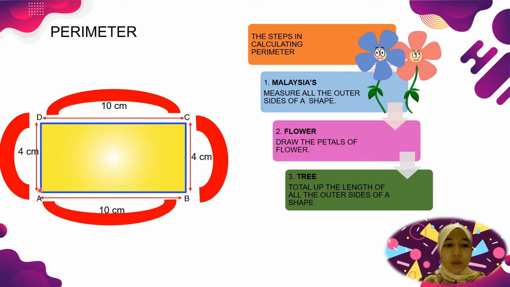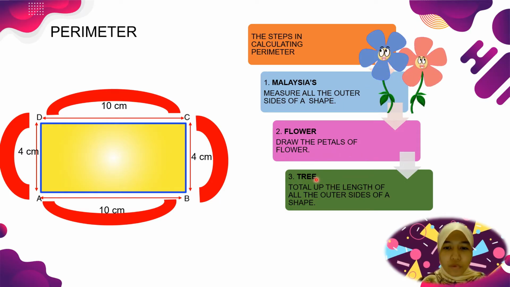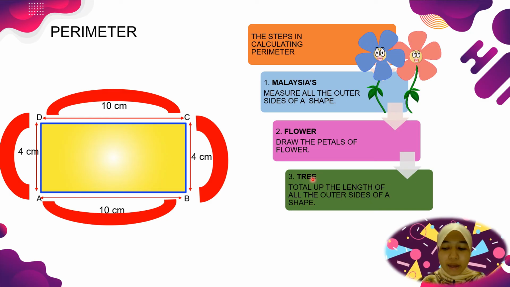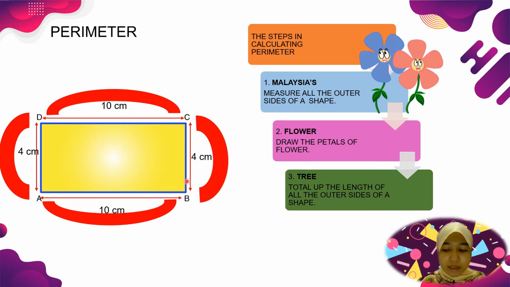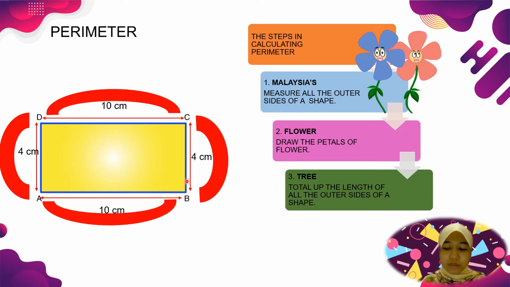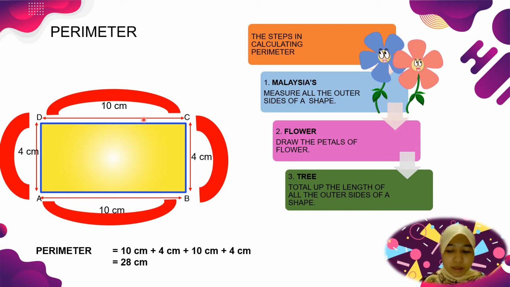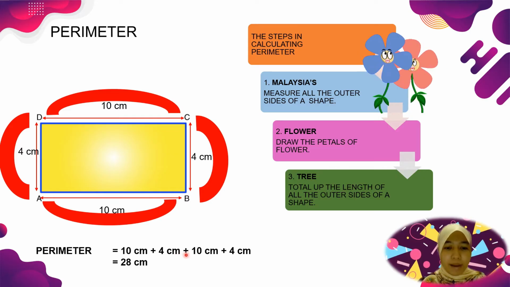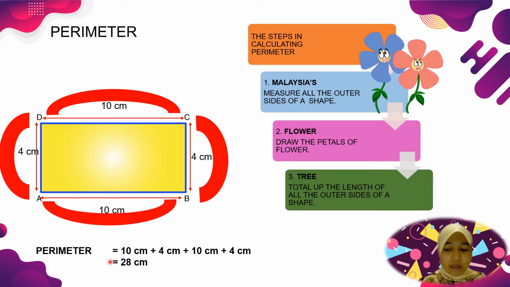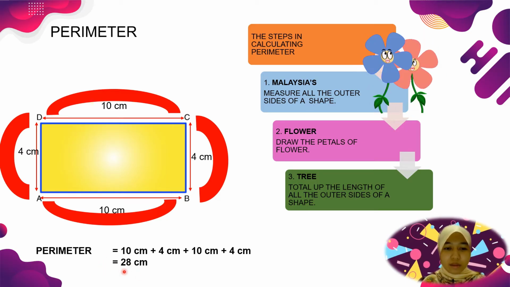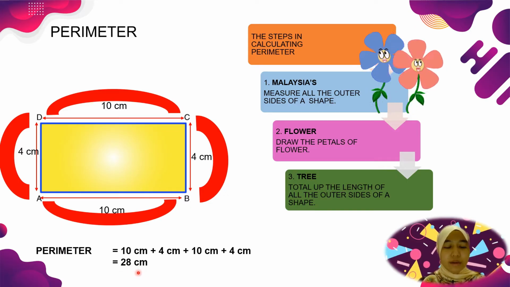1, 2, 3, 4. Next, we move to the third step, tree, total. Total up the length of all the outer sides of the shape. We will sum up all 4 lengths that drawn with the petals just now. So, start from the top. 10 cm plus 4 cm plus 10 cm plus 4 cm. The answer is 28 cm. Don't forget to add the unit in the answer here.